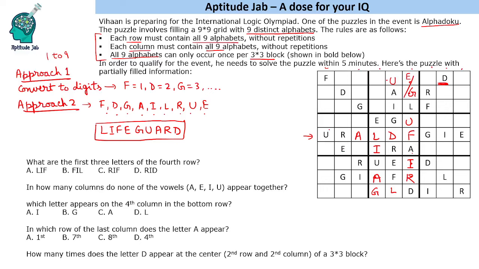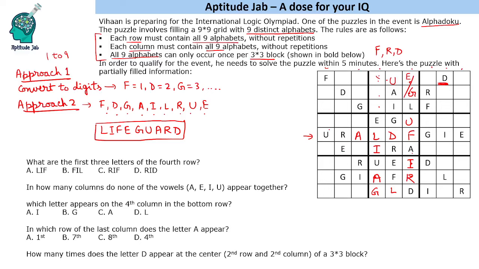Next, we can see these three elements. We have LI, F is missing. In these three, we have F missing. Then E will come here in these two positions. LIFE, G will come in these positions. G, U, A, R and D. F, R, D are missing.